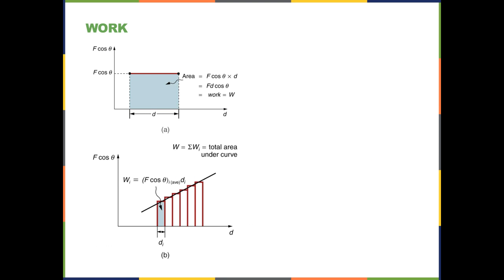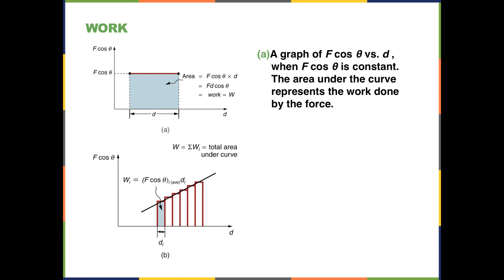Now, if you graphically look at this, the top shows what happens when you have a constant force. Constant force of F cosine theta. So you have a straight line that is parallel to the x-axis because it's a constant force. The x-axis represents the distance over which this constant force is being exerted. And the shaded area represents the work that's being done by this force over this distance.